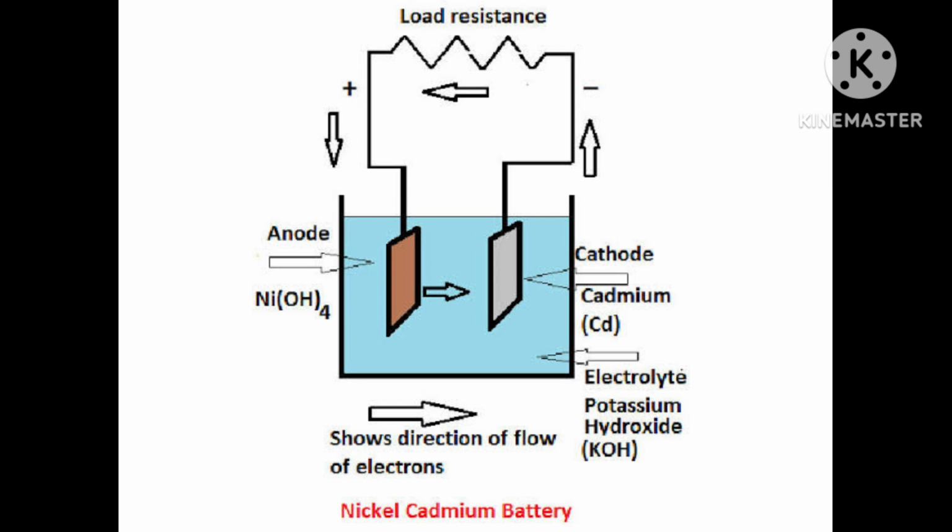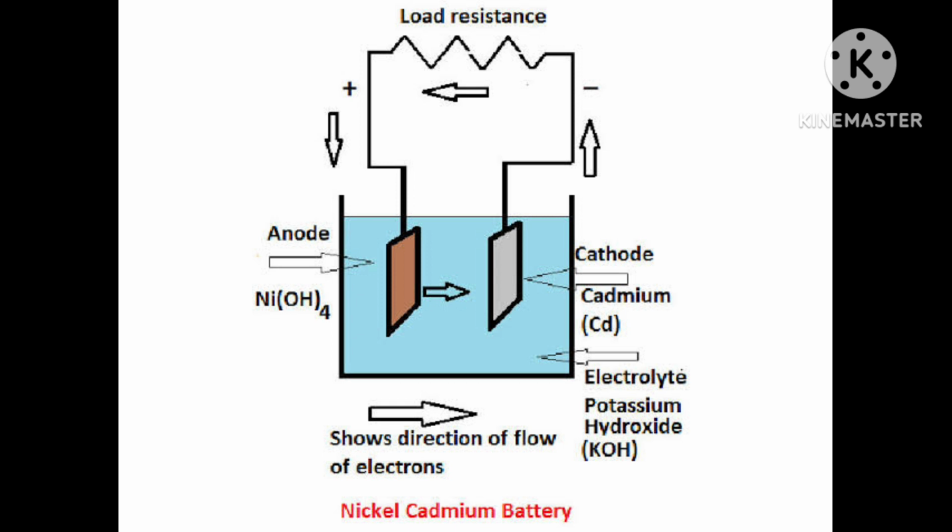The open circuit potential of the cell ranges from 1.4 volt to 1.28 volt. It is a compact, lightweight battery with good cycle characteristics. The charge and discharge cycle life is very long, the capacity is also good, and it has a long shelf life. Now the main applications.